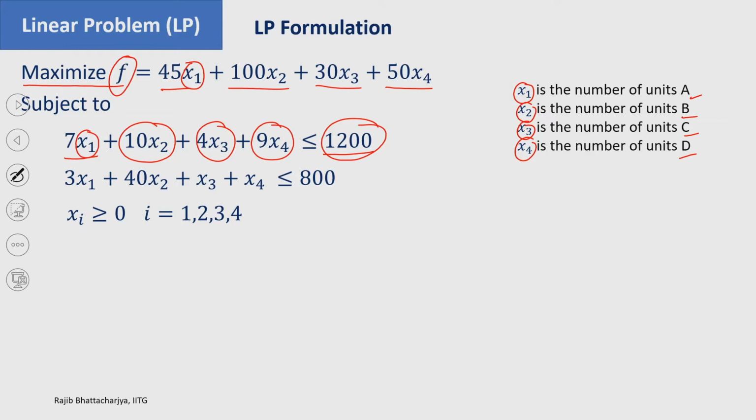So, that is the available time, that means I cannot use the lathe machine more than 1200 minutes. Similarly, if I use the milling machine, then total time required for product A is 3 x1, product B is 40 x2, product C is 1 into x3 and product D 1 into x4, and the total time should be less than 800 minutes. Okay. So, I have total 800 minutes and this x i should be greater than or equal to 0, so i equal to 1 to 4.